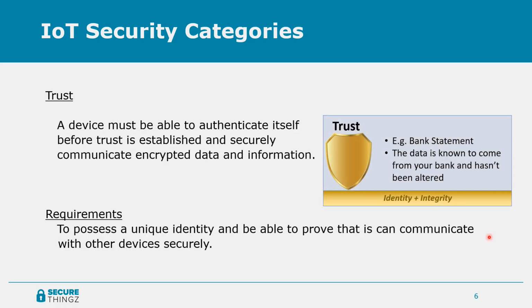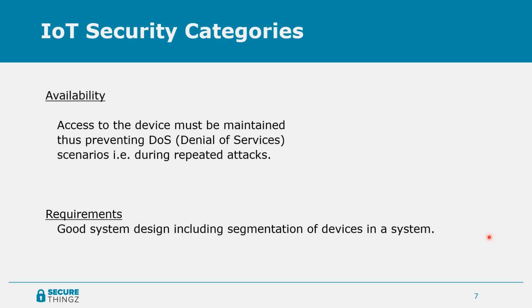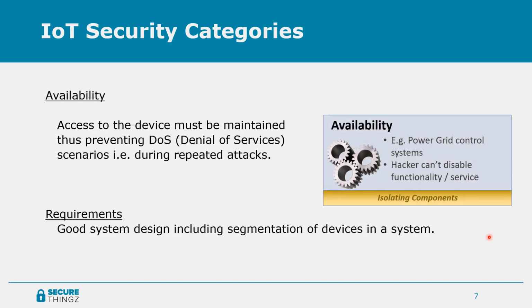Trust. This is very, very important and is about the root of trust and identity of an IoT product. In order to provide trust, a device must be able to authenticate itself and establish secure communication. Requirements here: we need to possess a unique identity and be able to prove that the device can communicate with other devices securely. Identity is the key for trust. And then availability. This is where a device must be able to maintain its function.